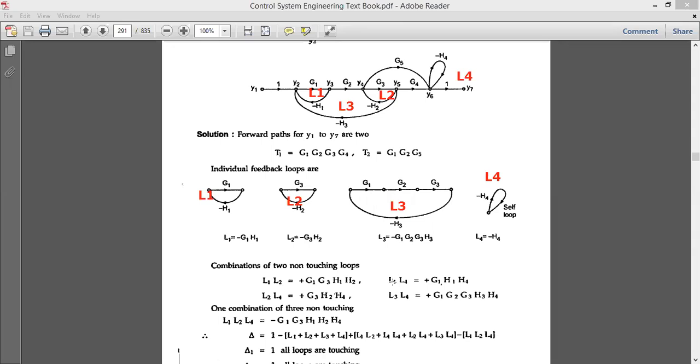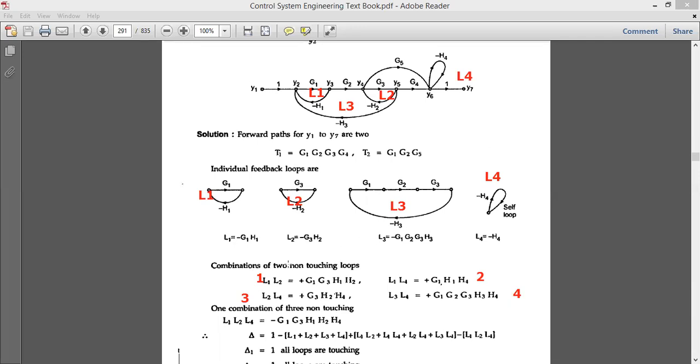L1, this combination. I will just give the numbers so that it will help us. Let us write this here as 1, this is 2, this is 3, and this is 4. So I've given just some numbers.